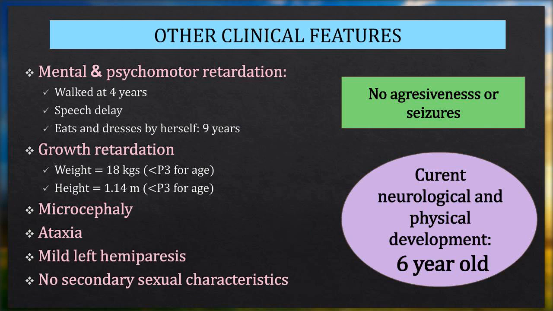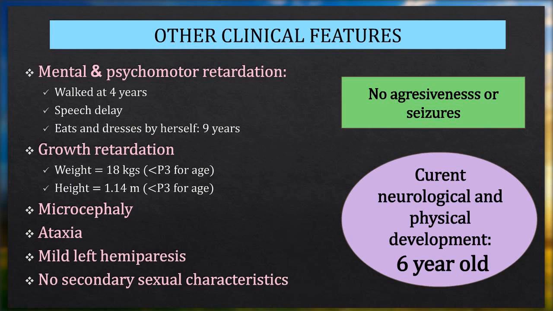So let's see. While there were other clinical features that presented also with these patients, she had mental and psychomotor retardation. She walked at the age of 4 with a speech delay, also around the age of 4 or 5 years of age. She began eating and dressing by herself at the age of 9. And there's a growth retardation. She weighs 18 kilos and she's 1.14 meters high. Both are less than P3 for her age.